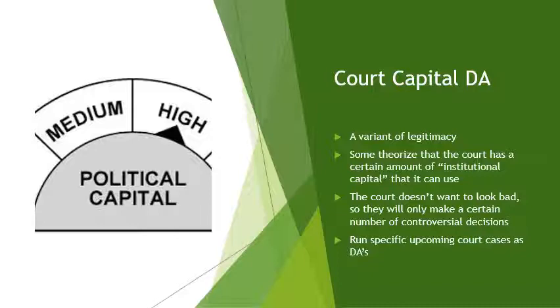So if the plan was a controversial ruling, then the court might make other decisions that are not as controversial, or if the plan is liberal, they might make a conservative decision to sort of offset it to where they didn't look like a partisan branch of government. So the court doesn't want to look bad, so they'll only make a certain number of controversial cases. And you'd run specific upcoming court cases as disadvantages.